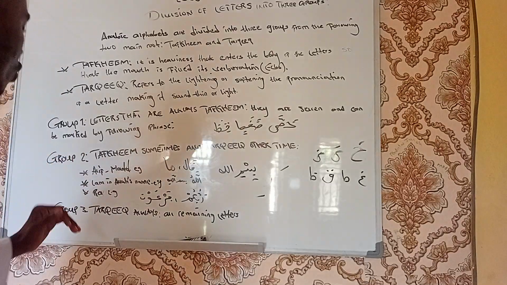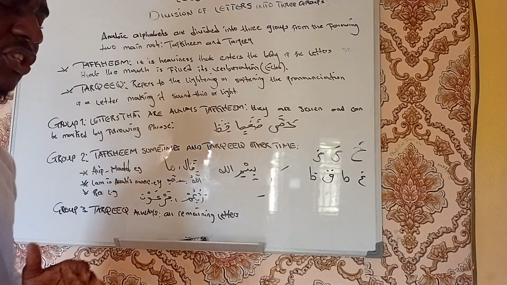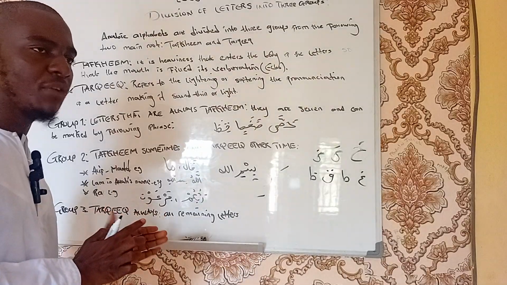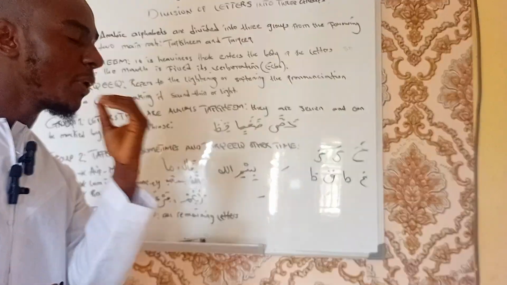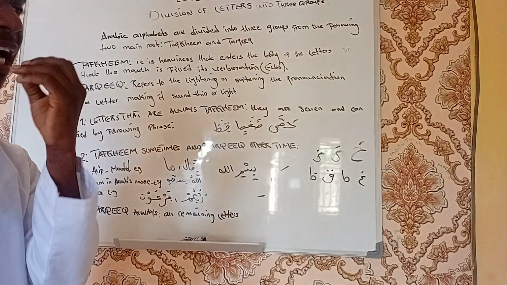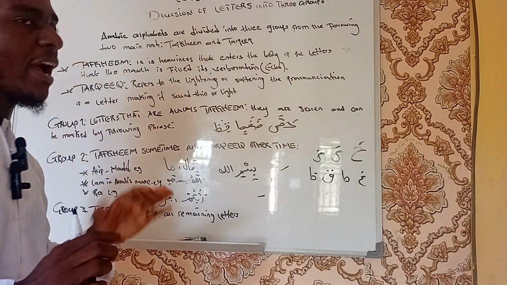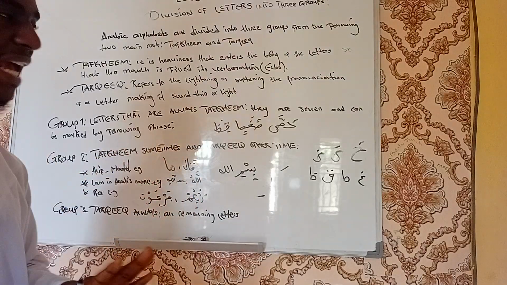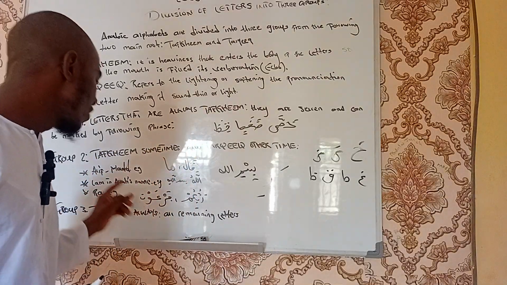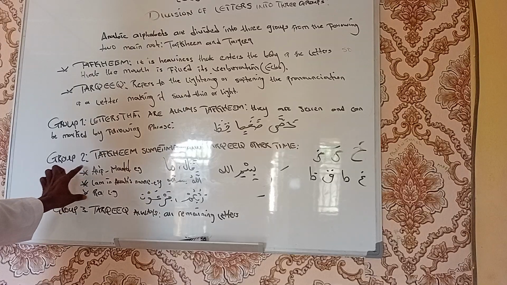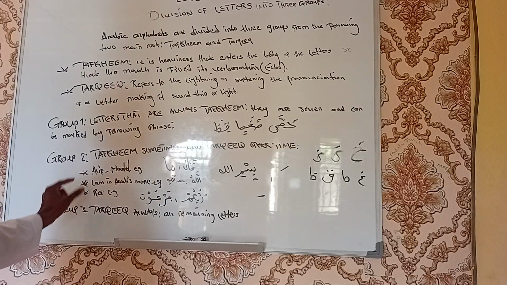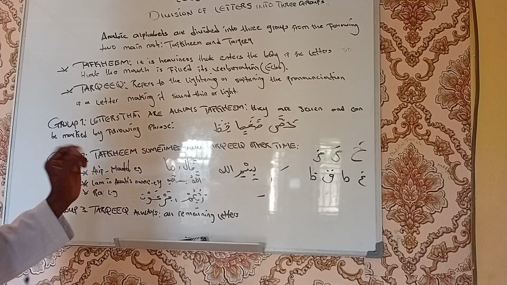So inside the second group, we get the letters that sometimes you pronounce with Tafkheem, with the heaviness, where the heaviness enters the bottom of the letter and you hear the echoing sound, or sometimes you pronounce them with Tarqeeq, whereby they become thin and light. Examples of this are three letters: either the alif mad, or the lam in the name of Allah, or the ra itself.